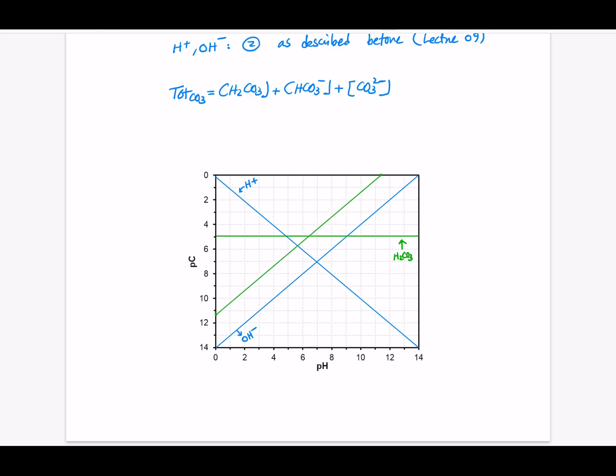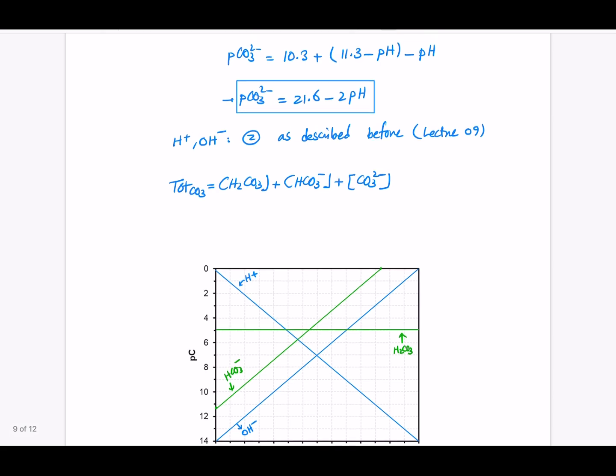And then obviously the slope is also 1 because it's minus pH. The slope is basically minus 1, and it's parallel to this line. So this is for HCO3 minus. So the last line is this one.